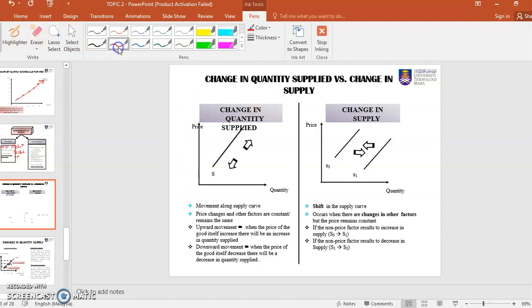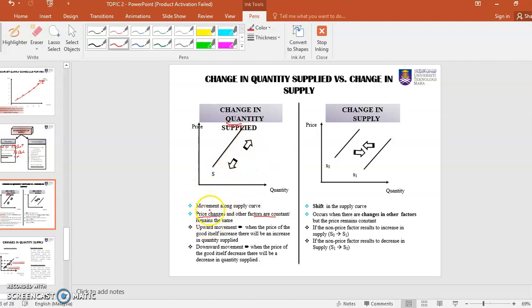Okay, this means what causes changes in quantity supply. Okay, it shows a movement along the supply curve. This movement is either an upward movement or a downward movement. Price changes and other factors are constant, remain the same. Meaning, it moves up or down because of the price factor.